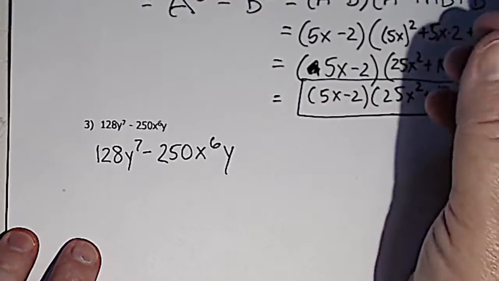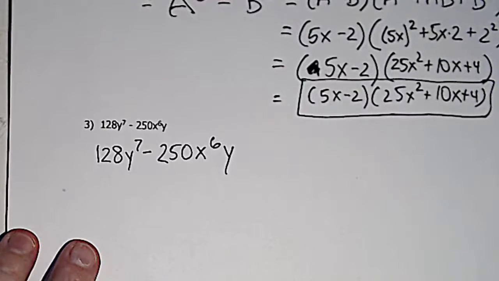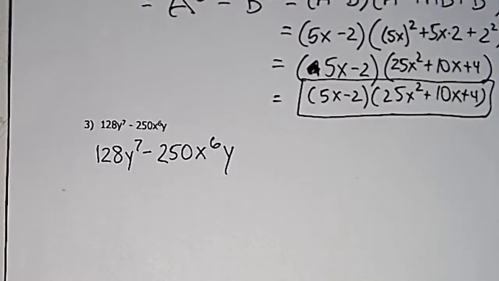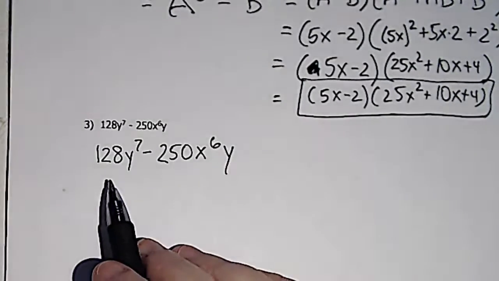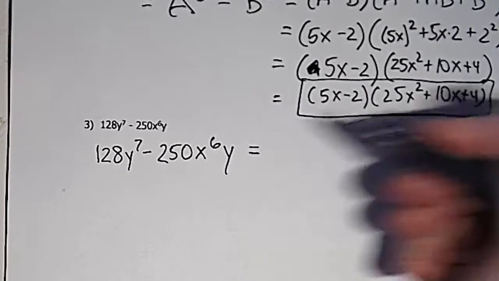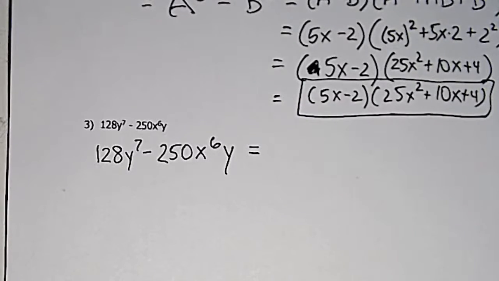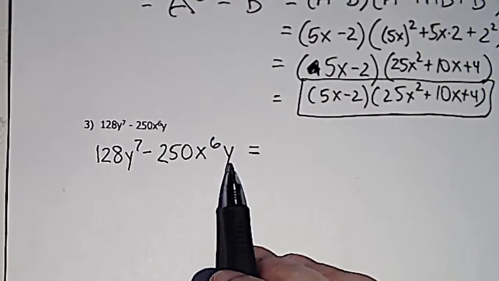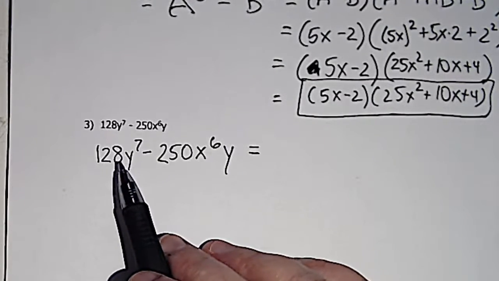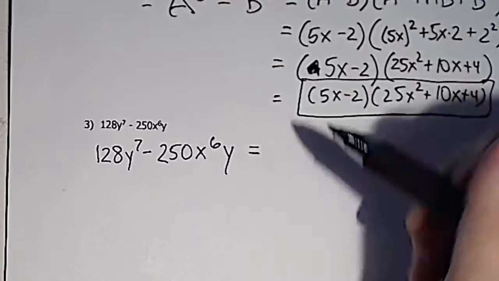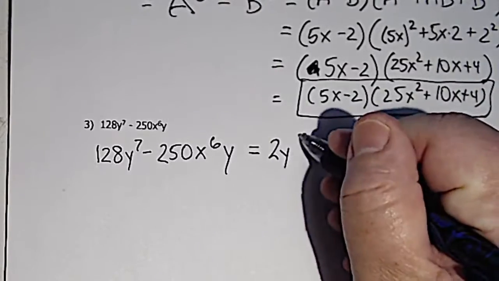So as we get to the end of this chapter, we're going to start mixing things and mixing techniques. And this one definitely is mixed. We need to, first off, go ahead and factor out common factors. Get rid of anything that's the same in both cases. So for example, I've got a y in both terms, and I have at least a 2 in both terms. So I'm going to factor out a 2y.